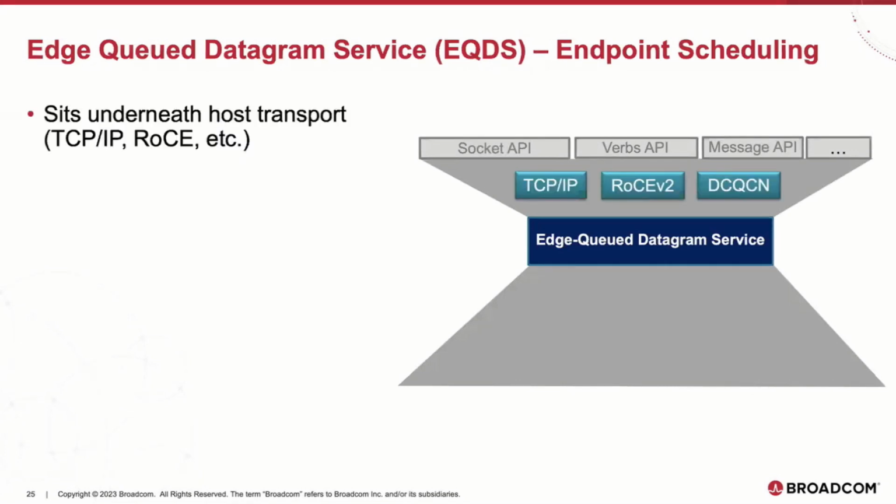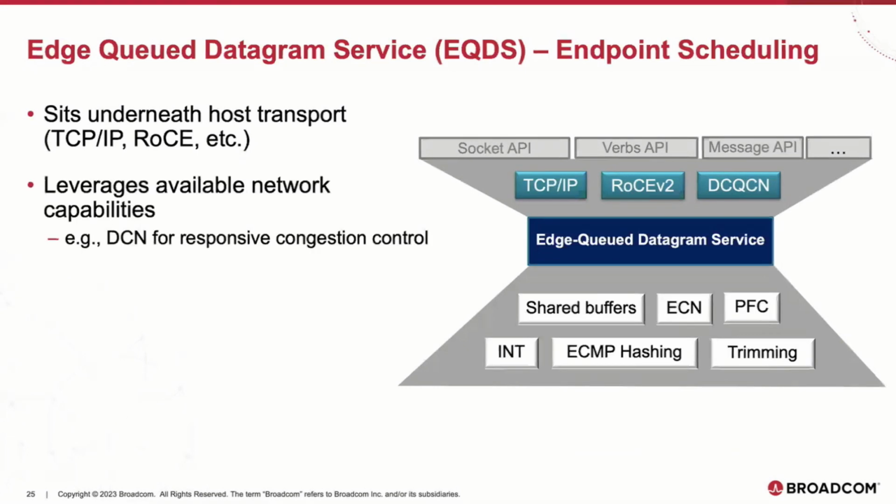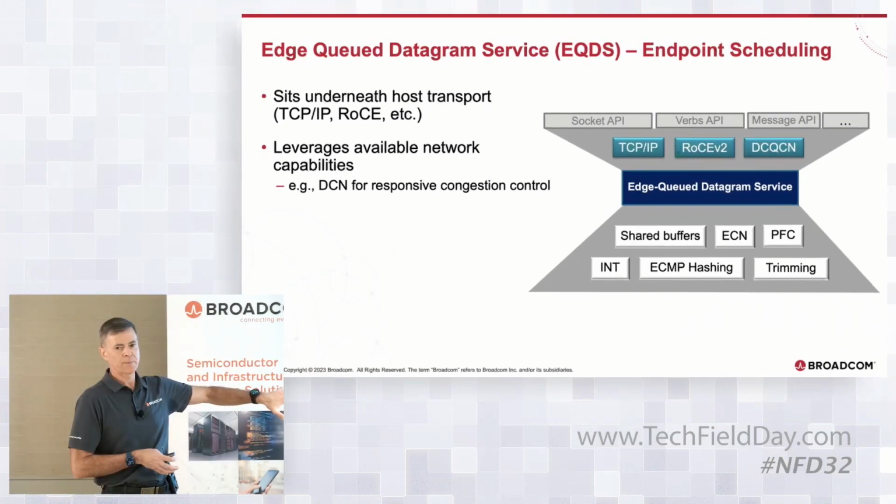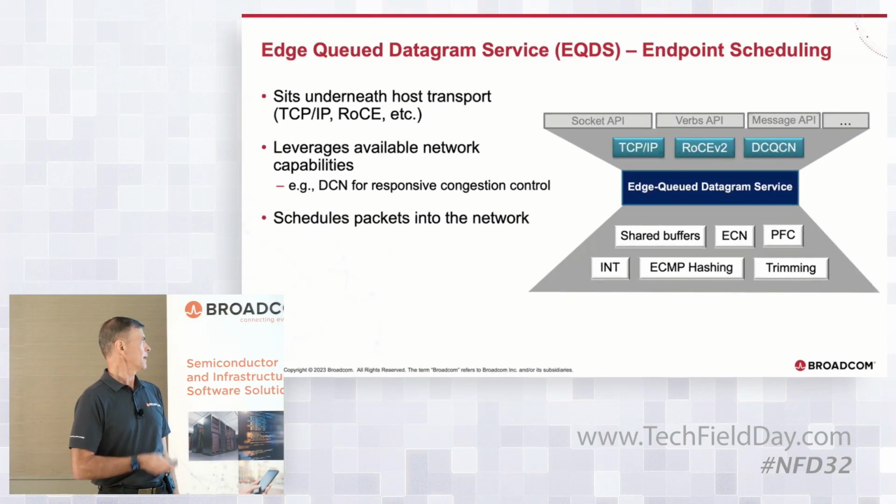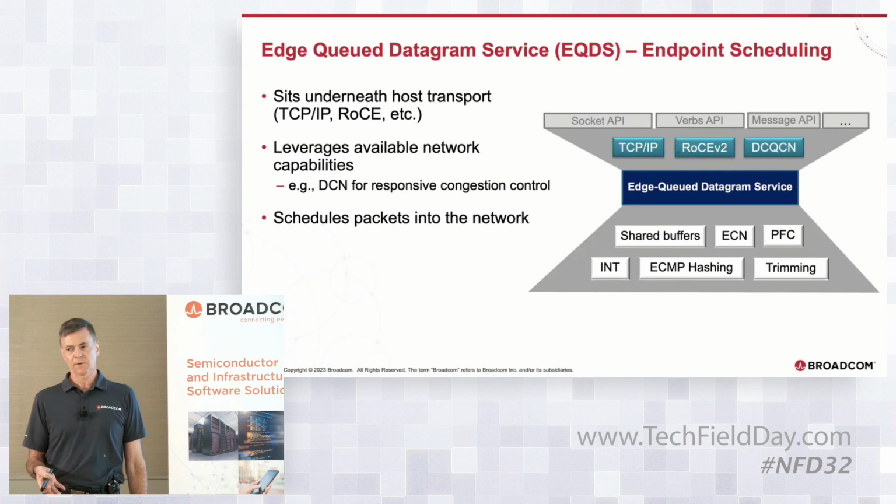The key thing here is that this sits underneath your host transport. So it provides services underneath the host transport. That transport could be TCP, could be RoCE, etc. And then we'll leverage whatever capabilities you have in the network. So for example, if you have that DCN or packet trimming, we can leverage that to have more responsive congestion control. So again, this is a very flexible framework. It could be different host transports, leveraging different network capabilities. And then EQDS will schedule packets onto the network. It will spray them onto all the paths.